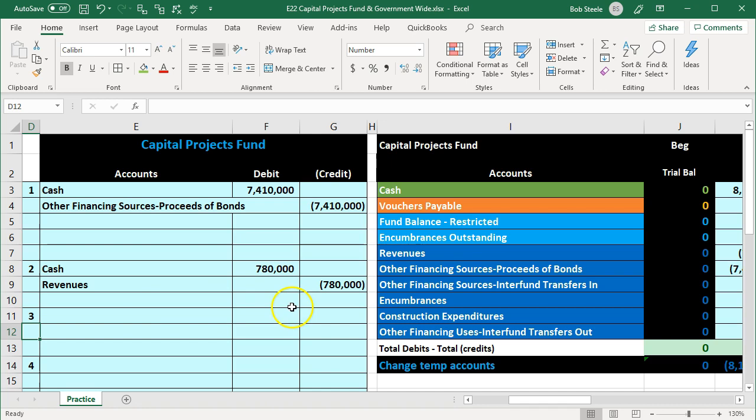Then we're going to record it in the capital projects fund. And there we're going to say cash is increasing. So we're going to increase the cash because it's going to be going into the capital projects fund. And that's where we're focusing here, of course, the capital projects fund and not the special revenue fund.